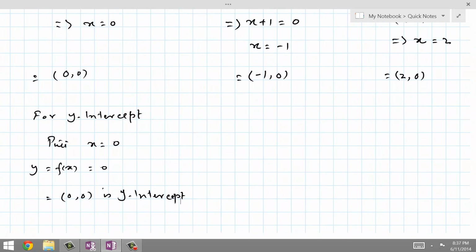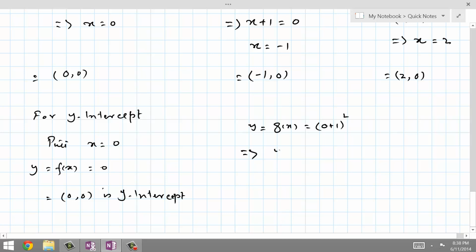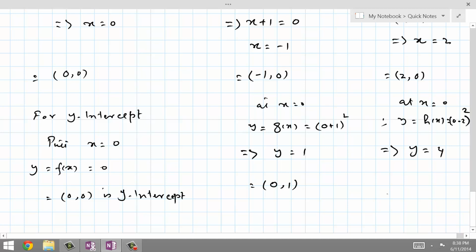And for g of x, if we put x equal to 0, this means g of x, which is in fact y, is equal to (0 plus 1) whole square. This means y would be equal to 1. So 0, 1 is the y-intercept for this. And for h of x, y is equal to h of x equal to (0 minus 2) square. Because we put x equal to 0, at x equal to 0, y is equal to 4. So this would be 0, 4. That would be the y-intercept in this case.